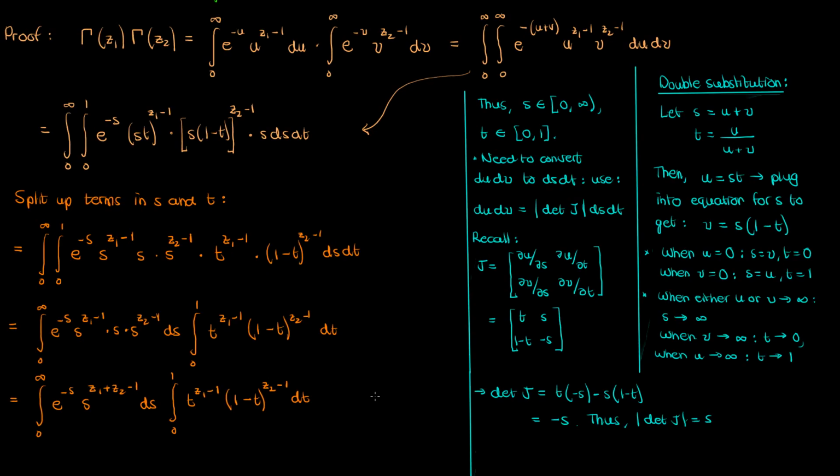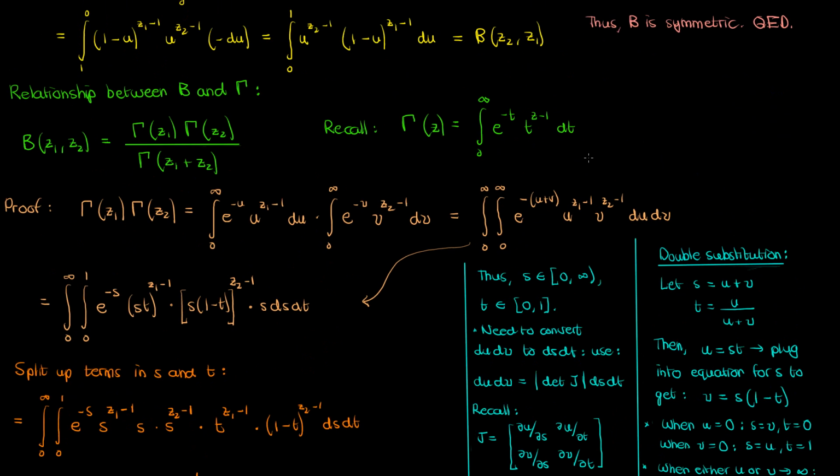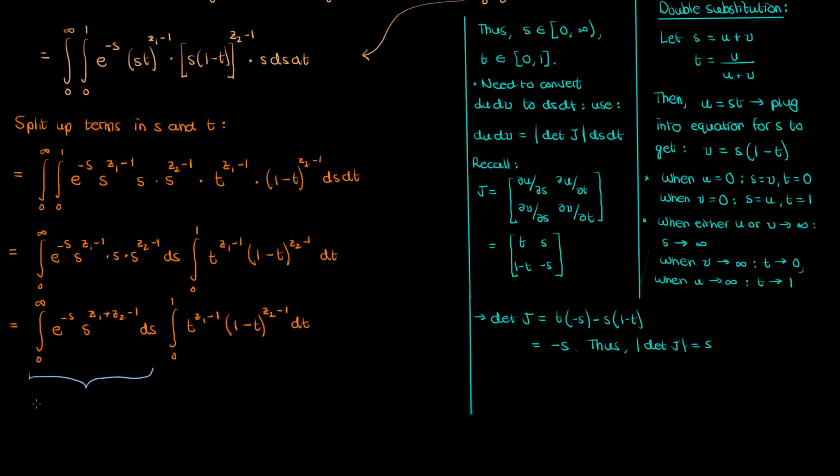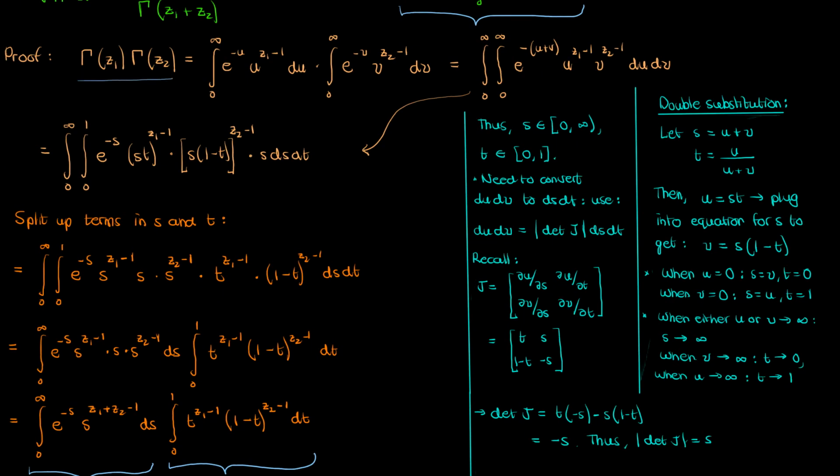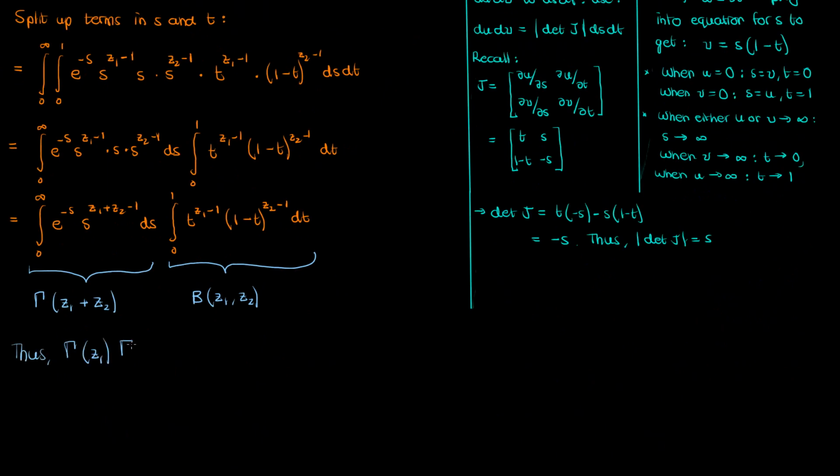Now have a look at this first integral. Does it look familiar? It should, because if we go back to our definition of the gamma function, we can see that this is just the gamma function of z1 plus z2. The only difference here is that we have s being integrated instead of t, but this doesn't actually affect our final answer. It's still the gamma function. Meanwhile, this second integral is straight up the definition of the beta function of z1 and z2. So we've shown that the gamma function of z1 times the gamma function of z2 equals the gamma function of z1 plus z2 times the beta function of z1 and z2. So if we isolate the beta function term, we get this ratio.